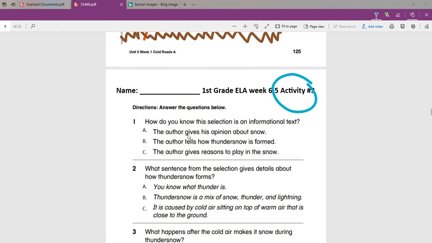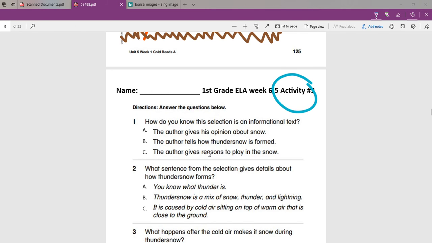Is it A? The author gives his opinion about snow. El autor nos da su opinión sobre la nieve. An opinion means something like que tú crees. An opinion is something that you believe. It's not always right. Is it B? The author tells how thunder snow is formed. El autor nos dice cómo thunder snow es formado. Okay. Or C, the author gives reasons to play in the snow. El autor nos da razones por cuál jugar en la nieve. Did the author talk about playing in the snow?